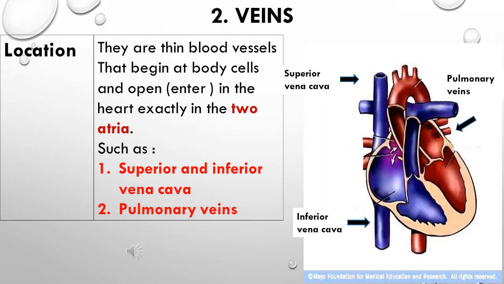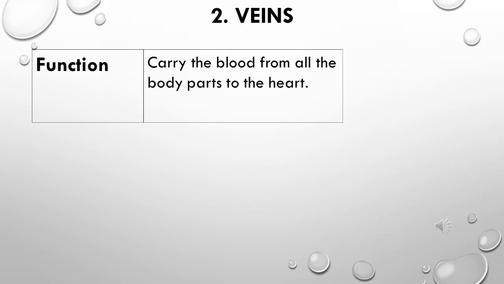And the pulmonary veins are found in the left atrium. Okay, the superior vena cava opens in the right atrium, but the pulmonary veins open in the left atrium. The function of veins is that they carry blood from all body parts to the heart, and this is the opposite of arteries. We have said that arteries carry blood from the heart to all the body parts, but veins carry blood from all the body parts to the heart.